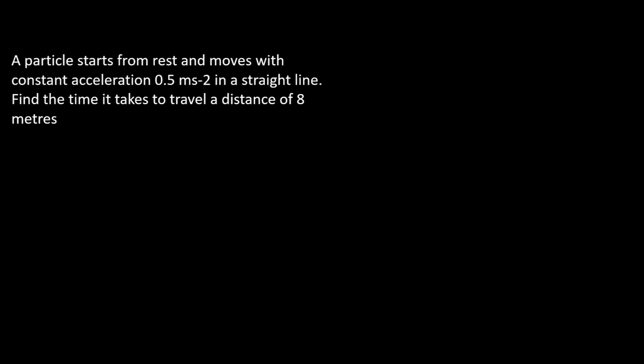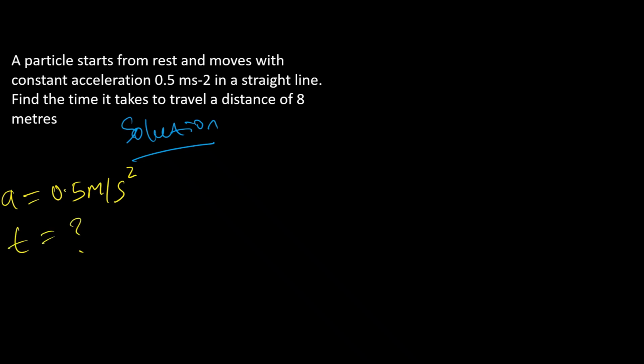So following the steps, solution, we write down our parameters. We have constant acceleration of 0.5 meter per second square. So a is equal to 0.5 meter per second square. And then we have to find the time taken. So we are looking for t, we don't know our t, but we have a distance of 8 meters. So our distance s is 8 meters.